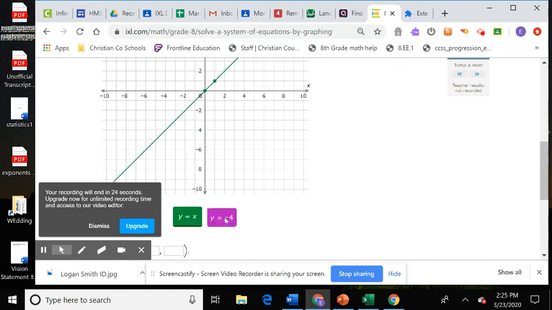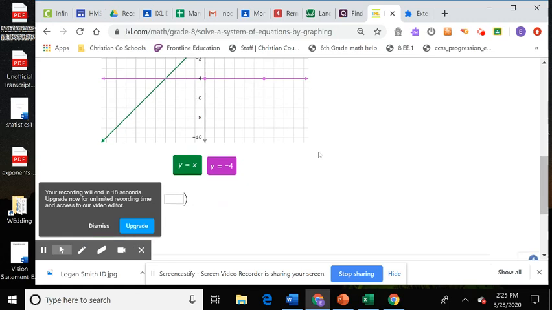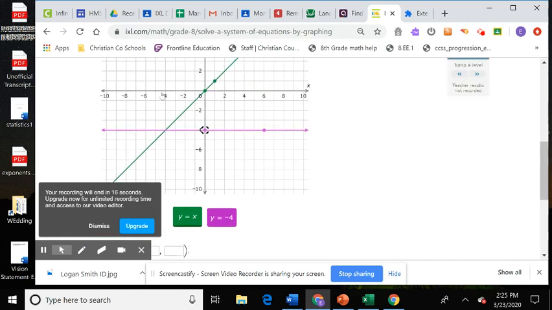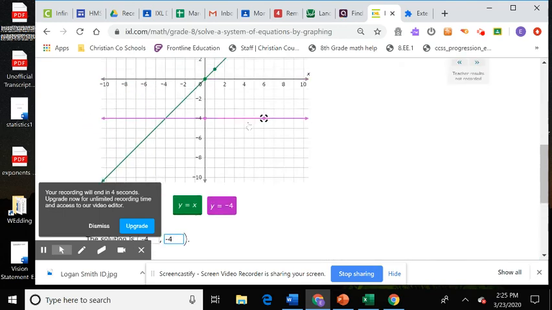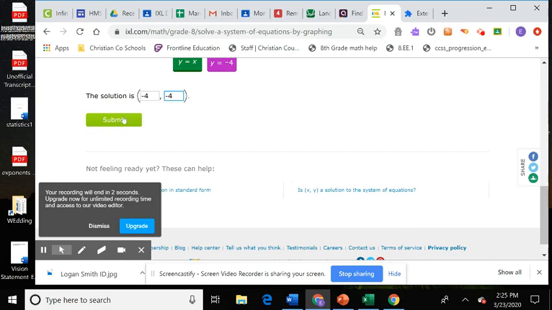And then we have y equals negative 4. Well, y is negative 4 right here, and it's any other point on that line. Okay, so my answer is negative 4, 4, and that's what I'm going to type in. And I'm about to run out of time if you see the little clock there on the screen. So negative 4, double checking, and submit.